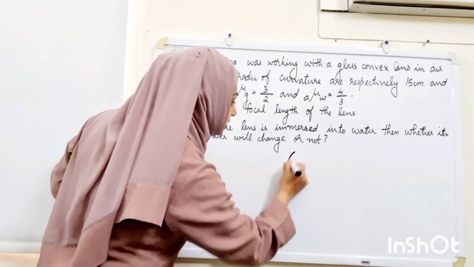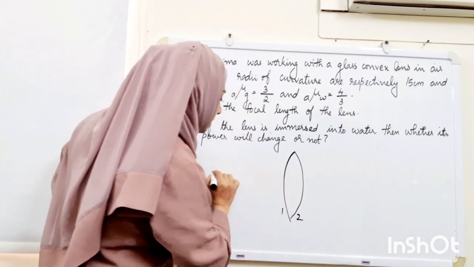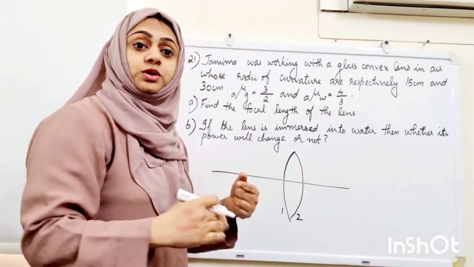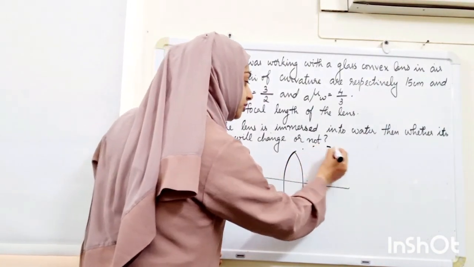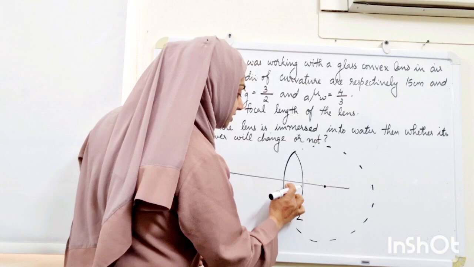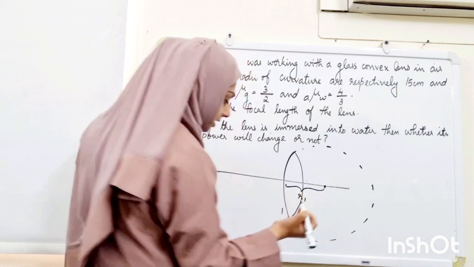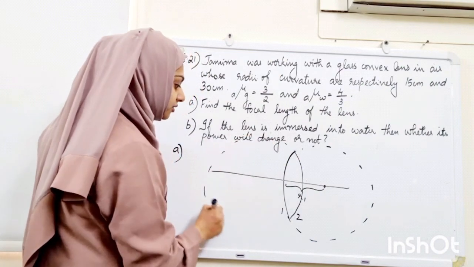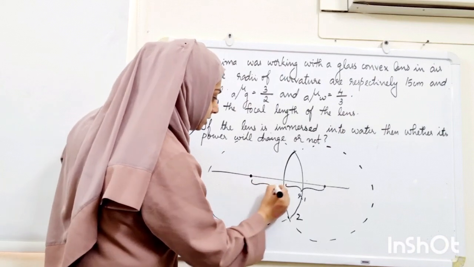So here we have a convex lens. Suppose this is surface 1 and this is surface 2. We know that a convex lens is formed by two spherical surfaces. So each surface will have a radius of curvature. So this surface is part of a circle like this, and if this is the center of the circle, the radius of curvature of the first surface will be here. So this will be R1, and suppose this is the second surface, so it will be part of another circle and it has a center here, suppose, then this will be R2.